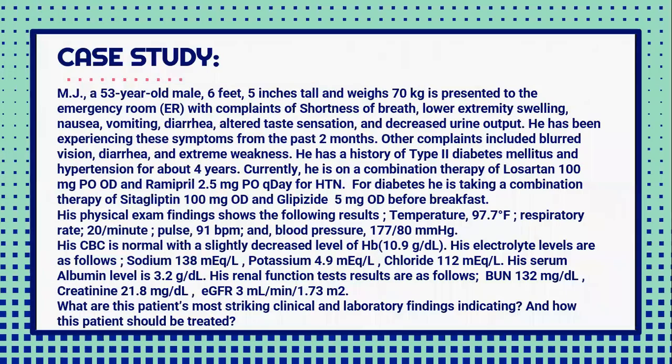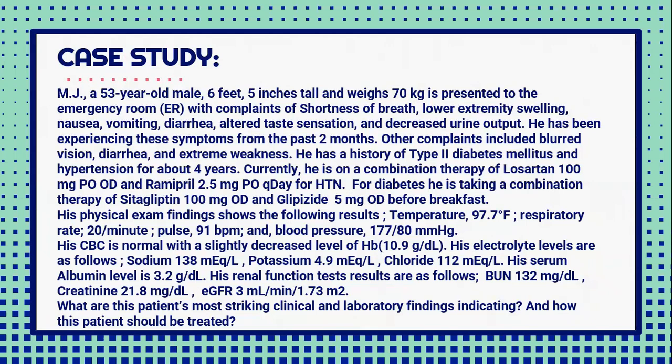Case study. MJ, a 53-year-old male, 6 feet 5 inches tall, and weighs 70 kg, presented to the emergency room, ER, with complaints of shortness of breath, lower extremity swelling, nausea, vomiting, diarrhea, altered taste sensation, and decreased urine output. He has been experiencing these symptoms for the past 2 months. Other complaints include blurred vision, diarrhea, and extreme weakness.